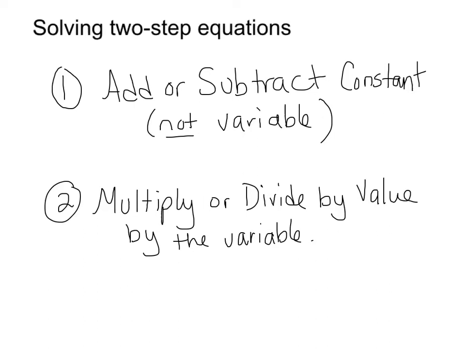In this video, we're going to take a look at how to solve a two-step equation. The very first step will always be to add or subtract the constant value, not the variable. And then the second step will be to multiply or divide by the value of the variable. Let's look at an example of this.